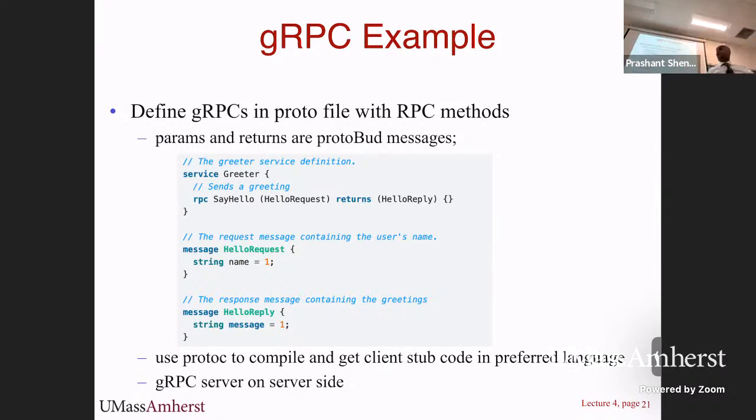Okay? So you essentially said, here is a service. That's my server. It has one RPC that it has exposed. That's a gRPC. That's the name. And this takes this argument. That's a protobuf. That's a reply. That's a protobuf. Then you use your protocol compiler to compile. You get the client stub code. And then you will essentially also have a gRPC server on the other side.